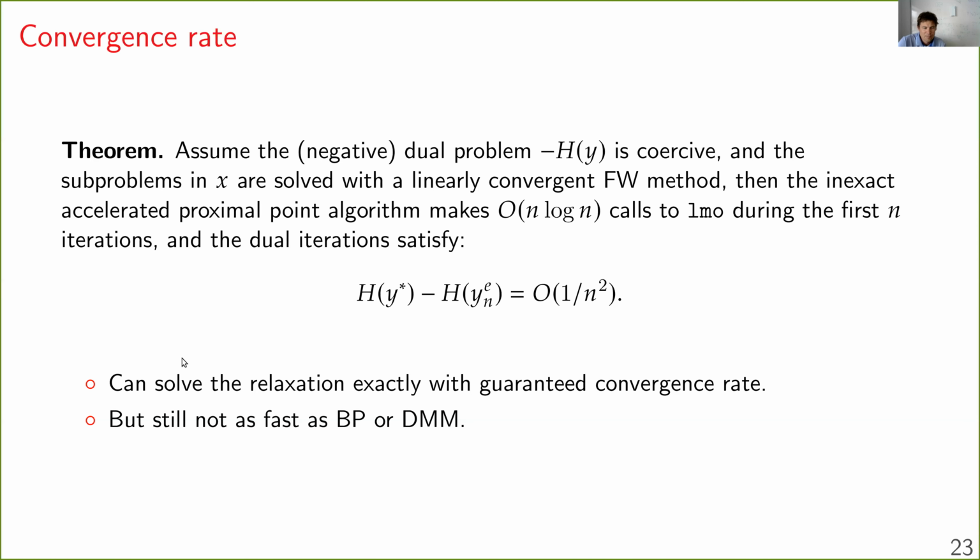So it turns out that with this algorithm, we can indeed solve the marginal polytope relaxation of the Markov random field exactly with guaranteed convergence rate. But on the downside, I need to mention that it is still not as fast as the good old belief propagation or the DMM algorithm I have mentioned.